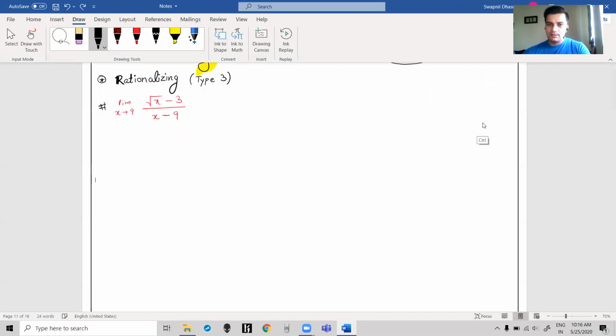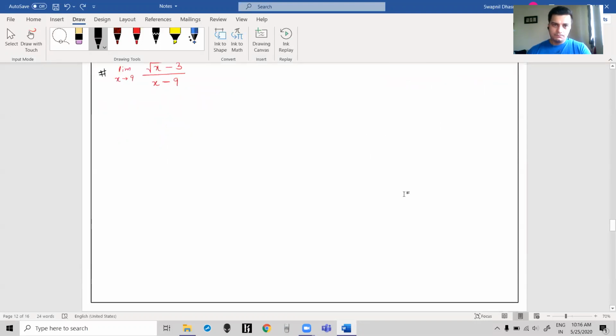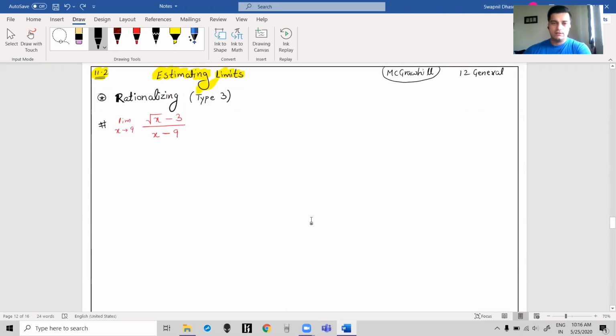But in the case of these kinds of expressions, rational functions, it becomes slightly different. Let me show you this example I've already taken. This is taken from McGraw Hill, 12th General. As you can see, the square root part is the top part. So we need to simplify that. I need to get rid of that square root somehow.